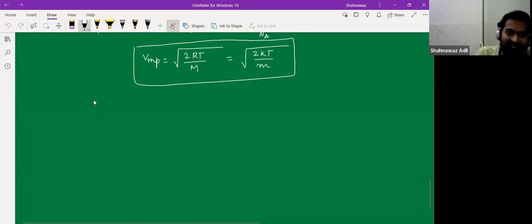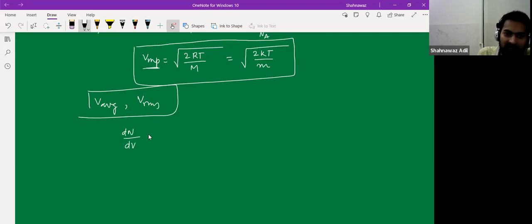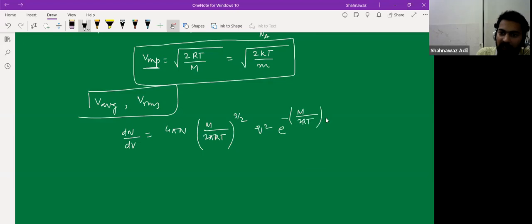Yes, so we have to calculate the average velocity, V average, and the VRMS, right? We calculated the most probable velocity for the continuous system, right? So in the Maxwell distribution, what was the probability density? This was the probability density, right? 4 pi, m by 2 pi RT to the power 3 by 2, v square exponential minus m by 2 RT v square, right?